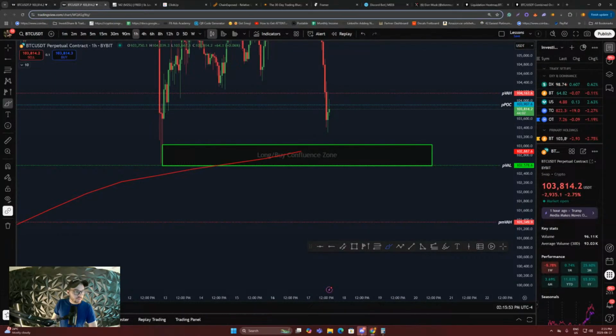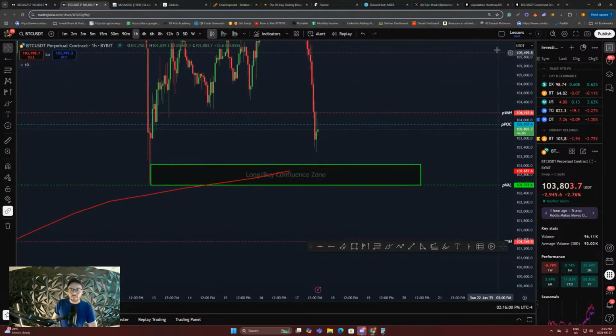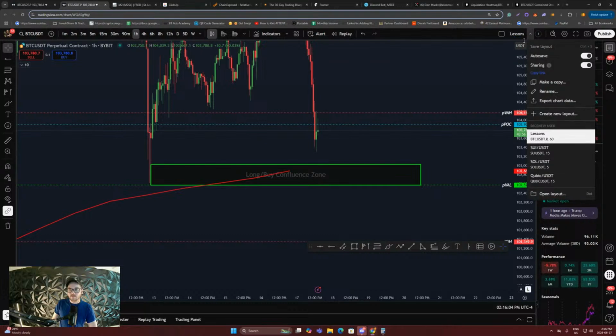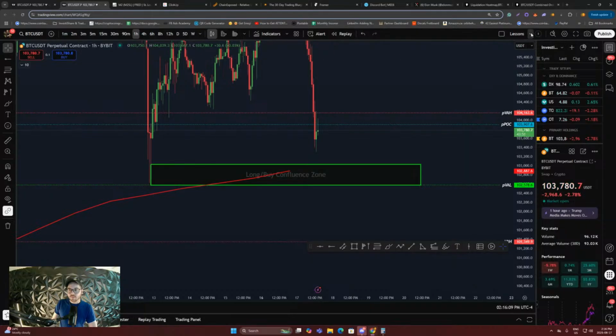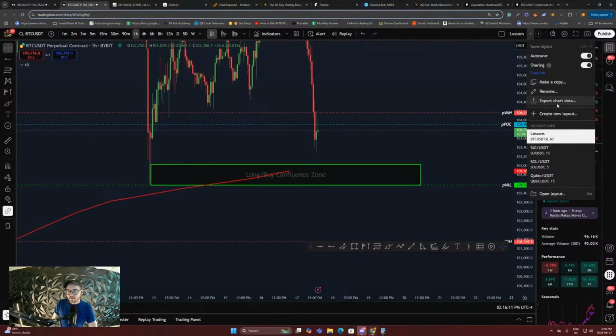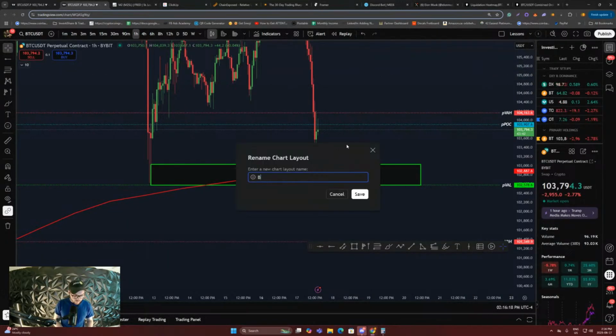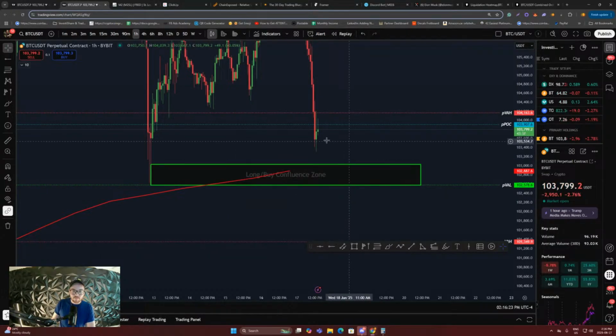I can't view Bitcoin's chart for some reason. It shows the other side. Let me give you guys this link. Turn the sharing on. I'm going to rename this. I have it set to lessons. This is one of the charts I use for regular lessons and stuff. Let's rename it to our new Bitcoin chart. And here's the link, man.